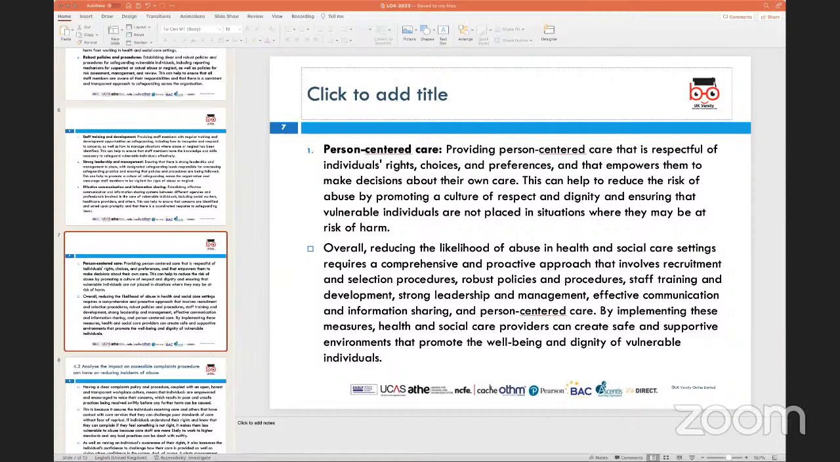We are looking at training and development. We are looking at commitment from the management to ensure that they are not going to leave any stone unturned in order to ensure safeguarding for people in the care home. In this case, the example that we are taking is elderly people in the care home.